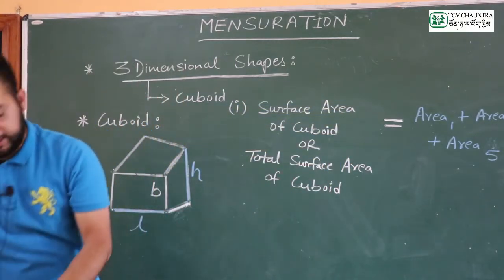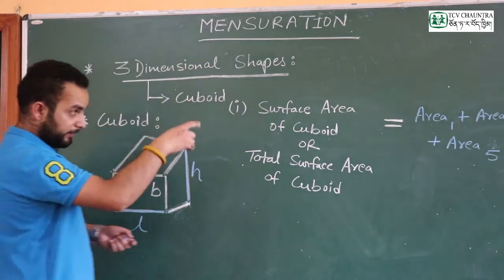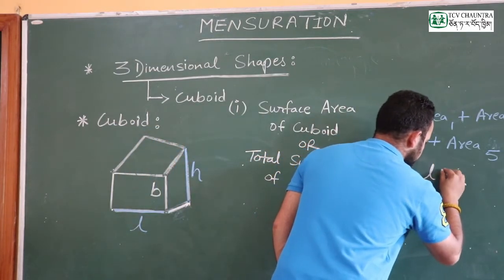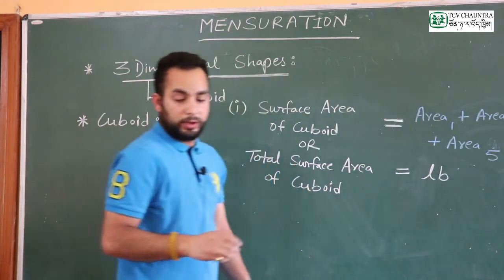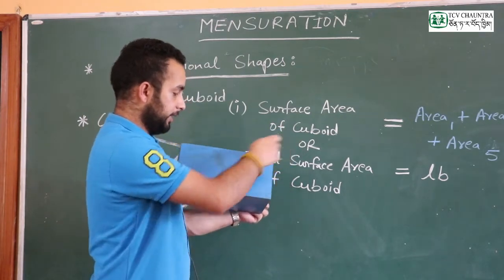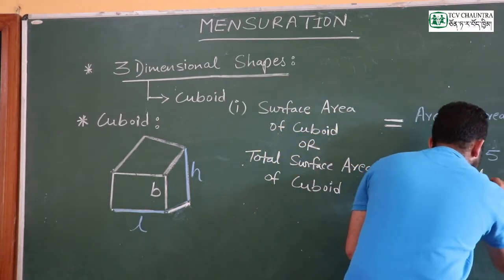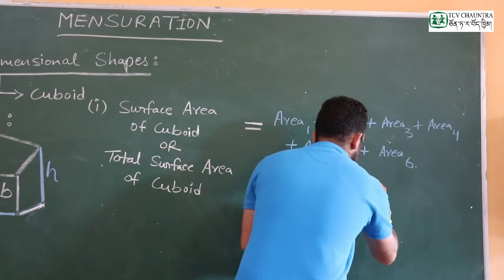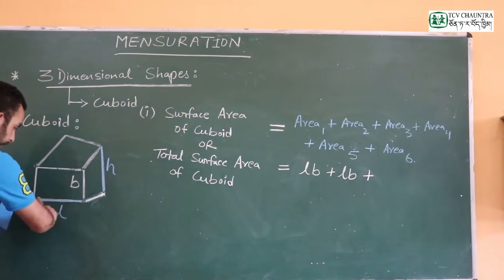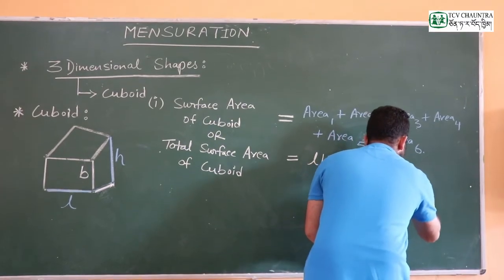Okay, so the first area and second area. In the first area we have a length and breadth. This is a rectangle, so the area is length into breadth. Similarly the opposite area is also length into breadth. Then the third area is length into height, see, length into height.